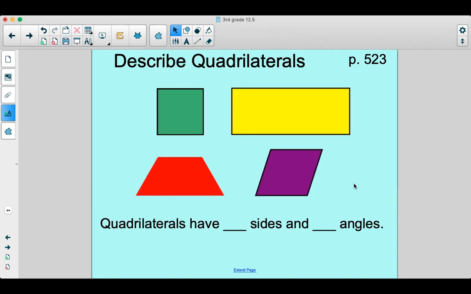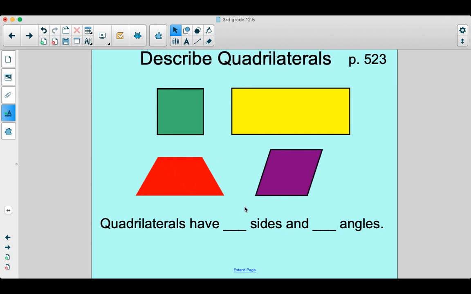All right, we're going to be on page 523 of your workbook, and we're going to work on describing quadrilaterals. If you want to do this in your workbook with me, you can, or we can just talk about it. Either way is fine. So check this out. I know you know this is a square and this is a rectangle, and this is, you guessed it, a trapezoid. And guess what this is? This is a rhombus. A rhombus is interesting. We'll learn more about that in a few minutes.